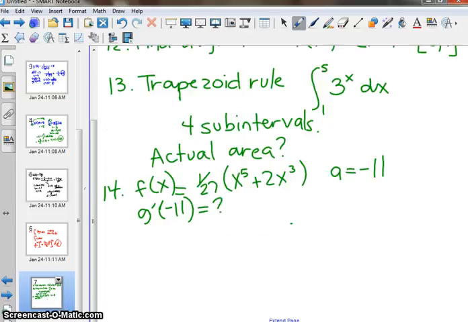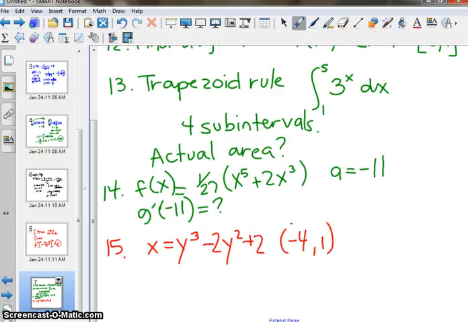I actually want you to do one more. Let's add a number 15 in there. If x equals y cubed minus 2y squared plus 2 at the point -4, 1, I'd like for you to find y prime at that point.